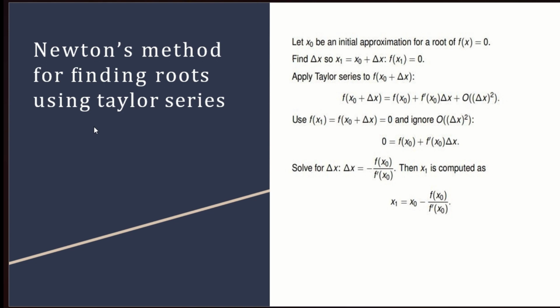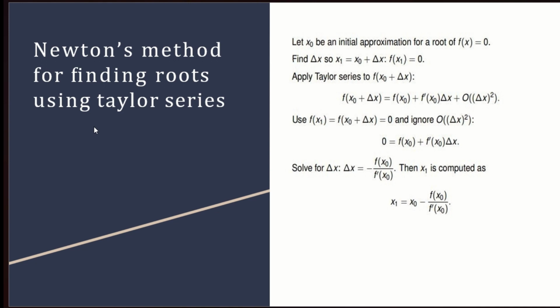As all the terms which involve powers of del x greater than 1, because del x is a very small quantity, we can ignore them. Now, as explained above, x1 is equal to x naught plus del x. So we can write f of x1 is equal to f of x naught plus del x, just by putting the value of x1 equal to x naught plus del x, equal to 0. Now f of x naught plus f dash of x naught del x is equal to 0. From the given equation, we can write del x is equal to minus f of x naught divided by f dash of x naught.